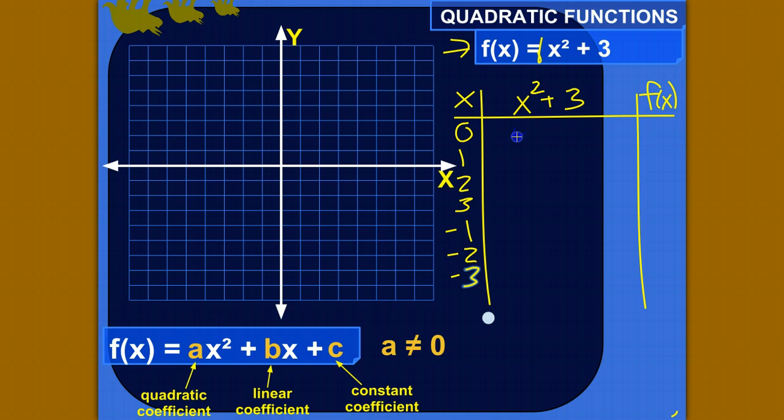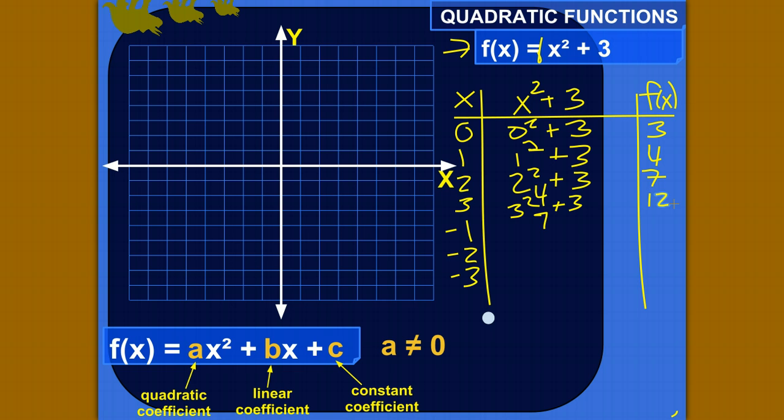If I plug 0 in, I get 0 squared plus 3. 0 squared is 0, and plus 3 is 3. So f of x would be 3 when x is 0. Plugging in 1: 1 squared plus 3. 1 squared is 1, plus 3 is 4. Plugging in 2: 2 squared plus 3. 2 squared is 4, and then plus 3 would be 7. And then 3 squared plus 3. 3 squared is 9, plus 3 is 12.